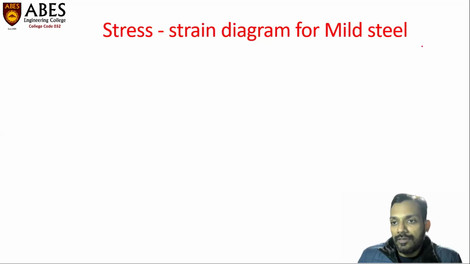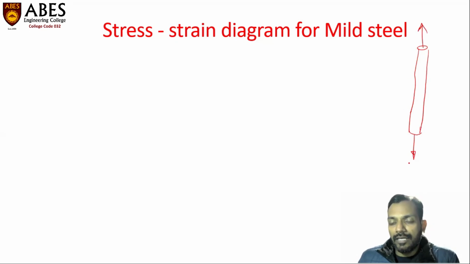Suppose we have a bar-shaped, rod-shaped specimen like this, and we are conducting a tensile test on a UTM, that is Universal Testing Machine. This is a specially designed specimen, and we are gradually increasing this tensile force F from 0 to maximum. We are observing the developed stress and the developed strain in this specimen.